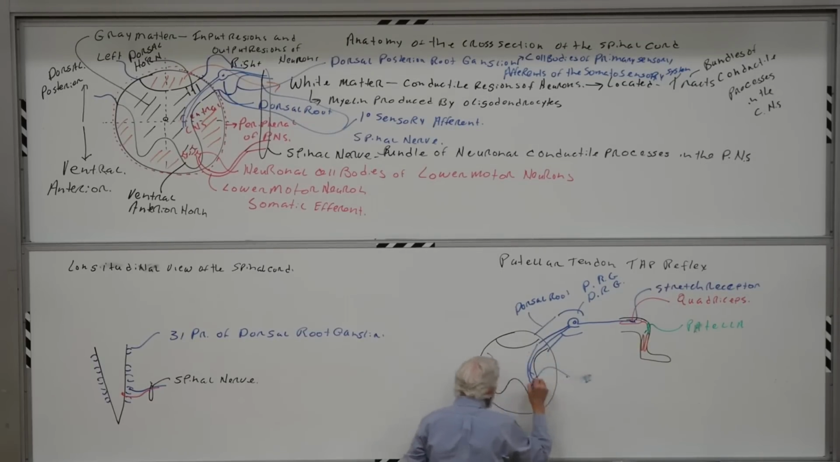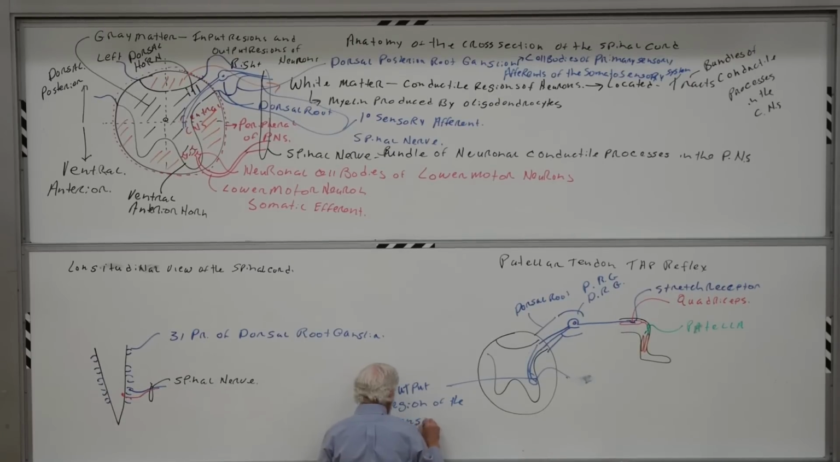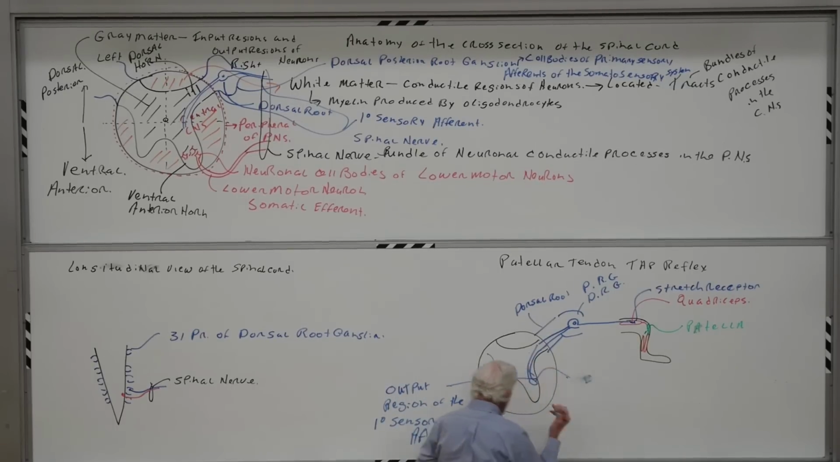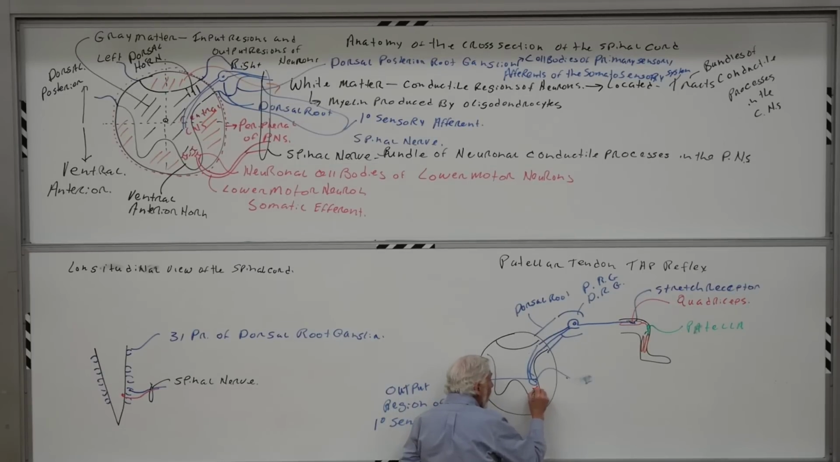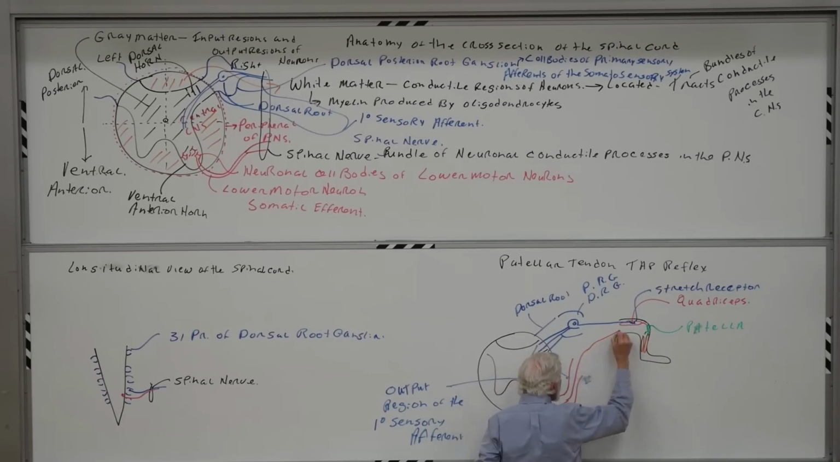I don't want to put it over there. This is the output region of the primary sensory afferent. The neurotransmitter that's releasing is almost certainly glutamate. It forms a synapse directly onto this lower motor neuron. This lower motor neuron, located in the ventral horn, then sends a process out into the ventral root, joins the spinal nerve, and finds its way to the quadriceps muscle.